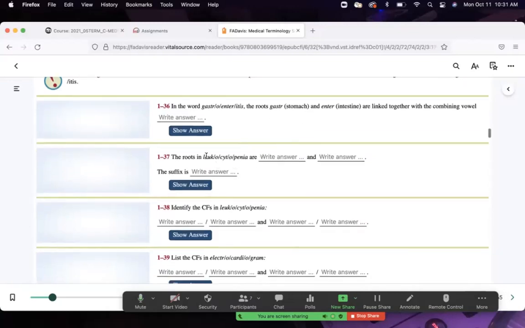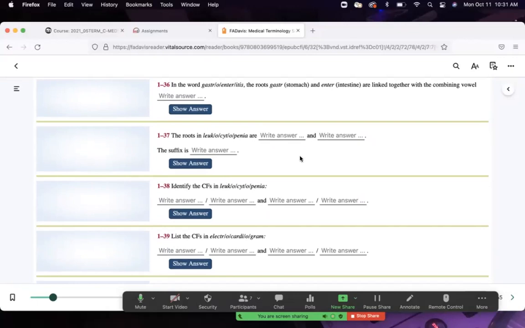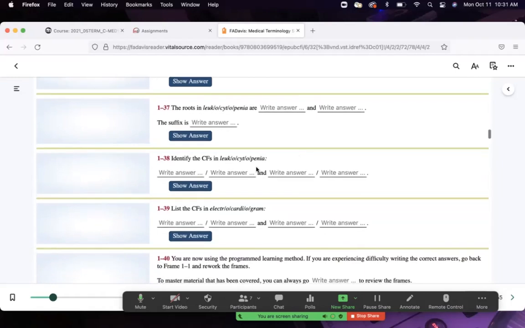Leukocytopenia. Leuko means white, cyto means cell. So this is your white blood cell. Penia is the suffix, right? That means lack or decrease of. So my patient has a decrease of white blood cells. Maybe they have HIV. Maybe they have cancer that could do that. There's a whole bunch of things that could do it. Leukocytopenia.